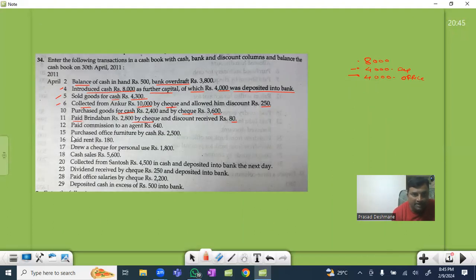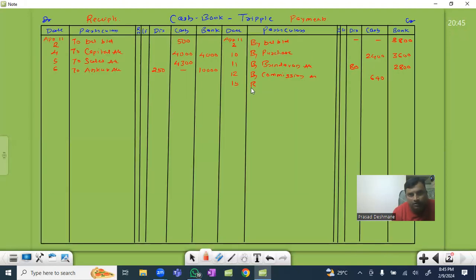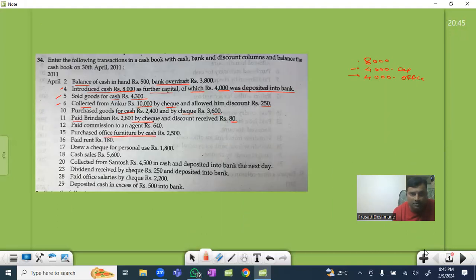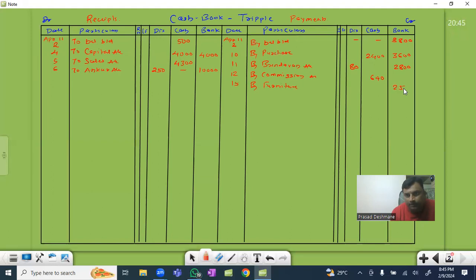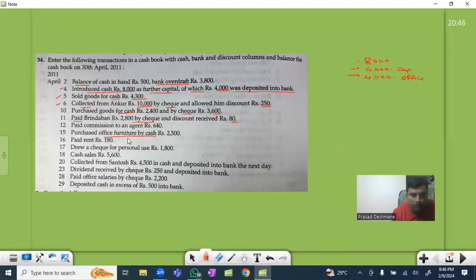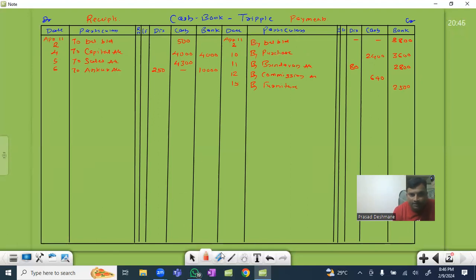Okay. After that, 15. Purchased office furniture by cash. We are buying the furniture, so it's a payment for us. Date 15, furniture. What is the amount? 2,500. And it is a check payment, that's why in the bank. Also, it's a cash payment, my bad. It's a cash payment. So that is the cash.